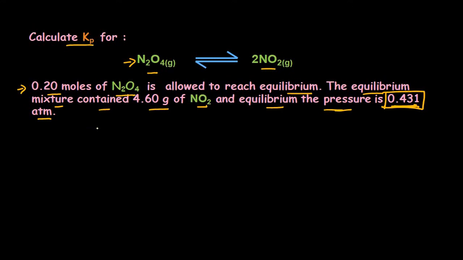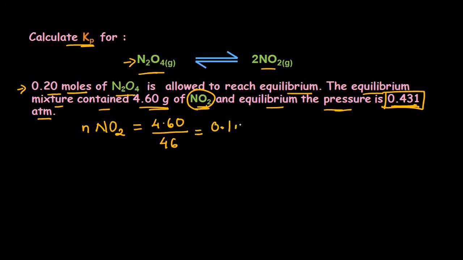Now to calculate the partial pressures, to write the expression of Kp and calculate the value of Kp, we need moles. Now we have the moles of N2O4, but we don't have the moles of nitrogen dioxide. Instead we have its mass. So first we need to calculate the moles of NO2, that is nitrogen dioxide, and for that we need to divide the mass by its Mr, that is molecular mass, which is 46. So this gives us the value of 0.1 moles for nitrogen dioxide.